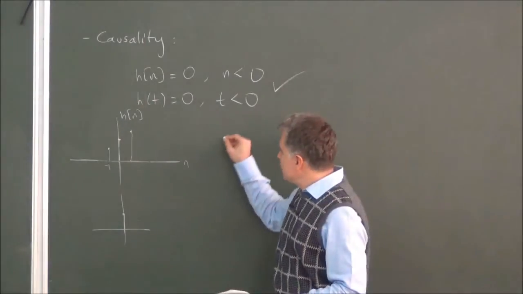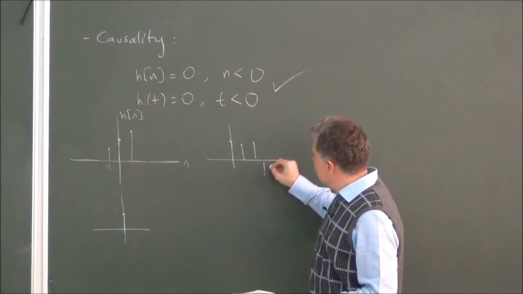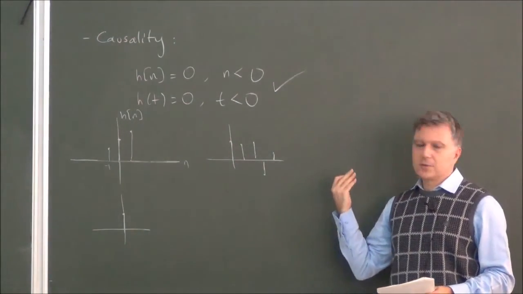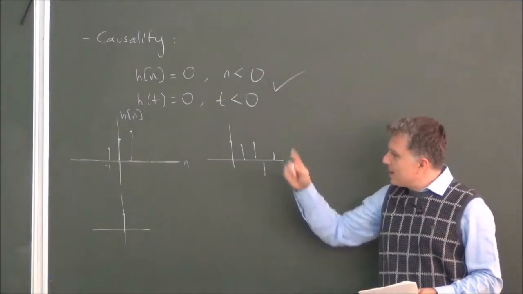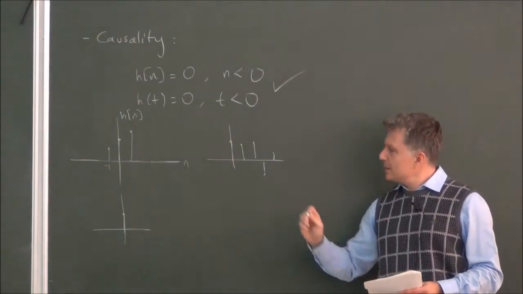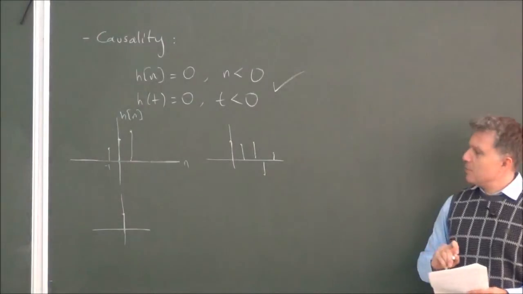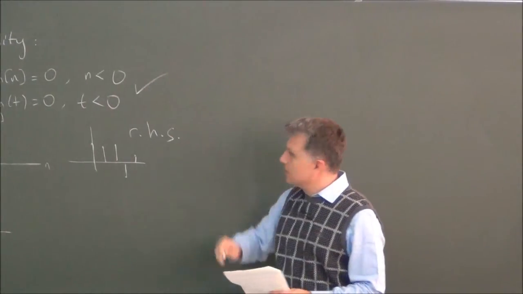No. It has to be perhaps something like this, starting from 0 and afterwards. This is a causal system because an impulse is exciting the system. You perturb the system with an impulse, and the output comes afterwards. The impulse response is right-hand sided.